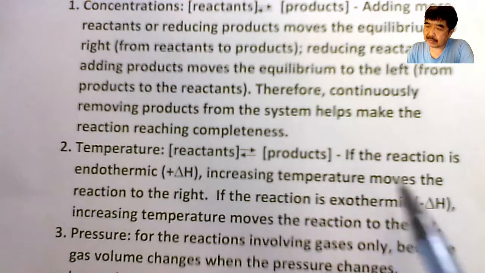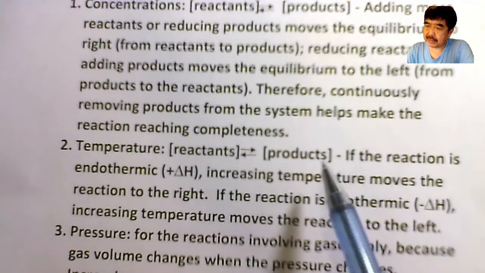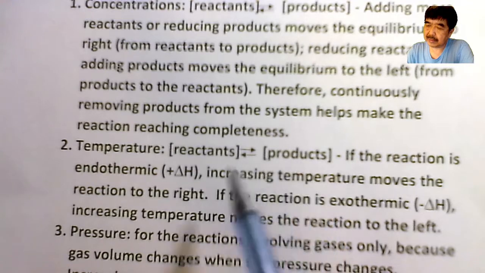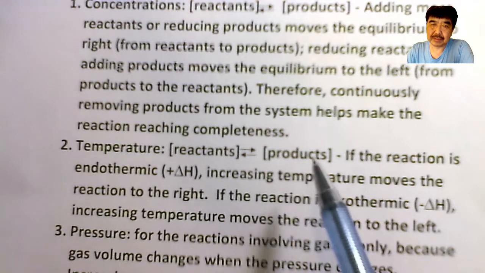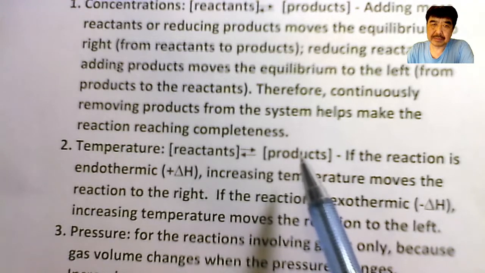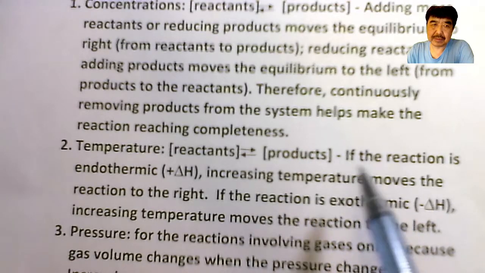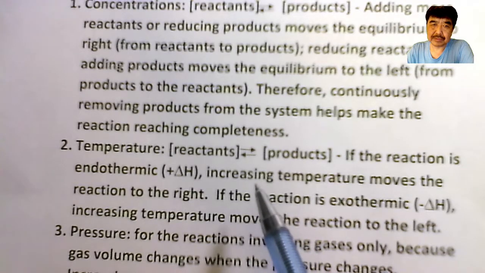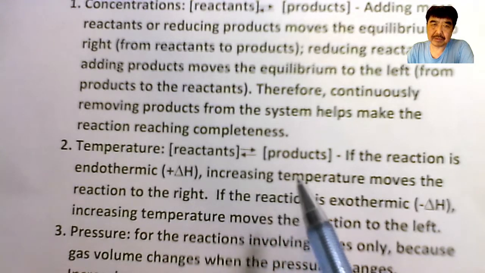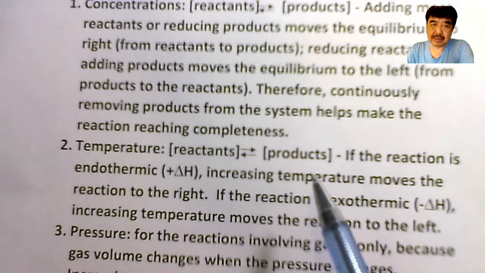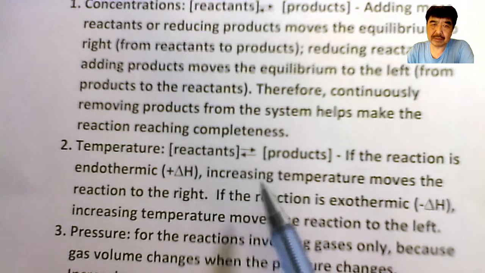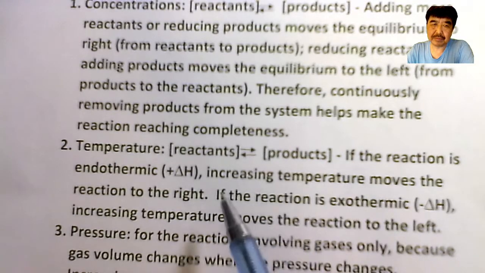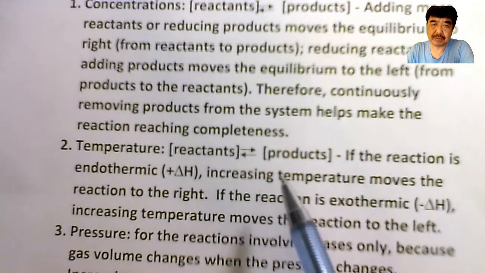Now temperature. We know that we have two types of reactions. One is called endothermic reactions, another one is called exothermic reactions. Endothermic reactions are reactions that require energy. So for the endothermic reaction, an increase in the temperature moves the equilibrium to the right.